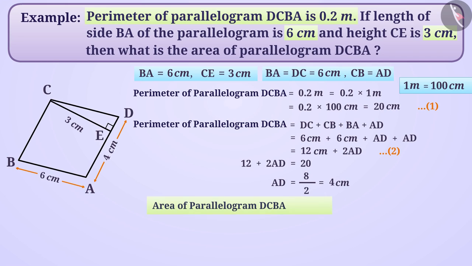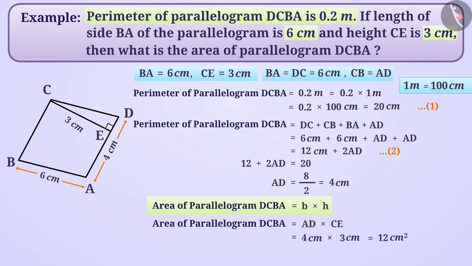Since the area of parallelogram is equal to base multiplied by height, therefore, area of parallelogram DCBA is equal to AD multiplied by CE, which is 4 cm multiplied by 3 cm, which is equal to 12 square centimeter.